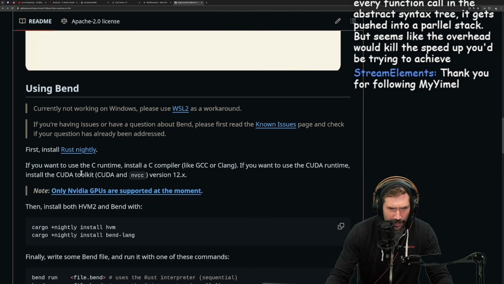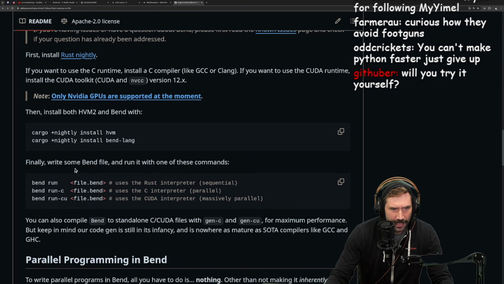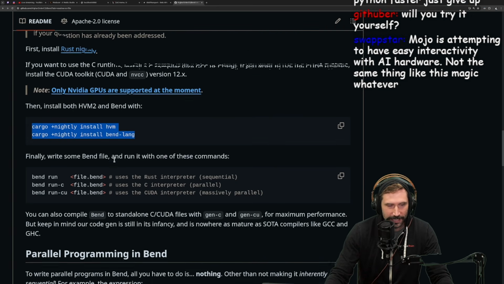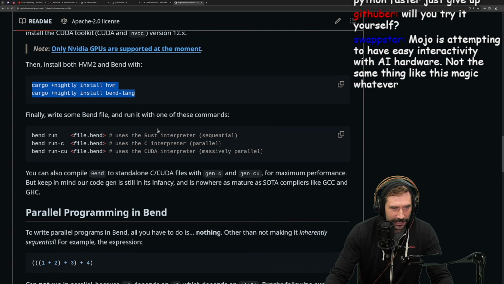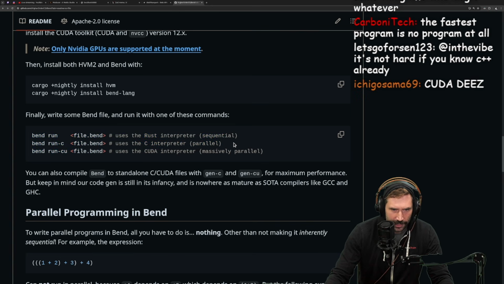So it must be things that run on the CUDAs, right? If you want to use the C runtime, install the C compiler. Okay. If you want to use the CUDA runtime, install the CUDA toolkit. All right. Then install both HVM2 and Bend with this one. Okay. Cargo, nice. Rust mentioned. Then finally write some Bend files. Okay. Uses the Rust interpreter. Wait, what?